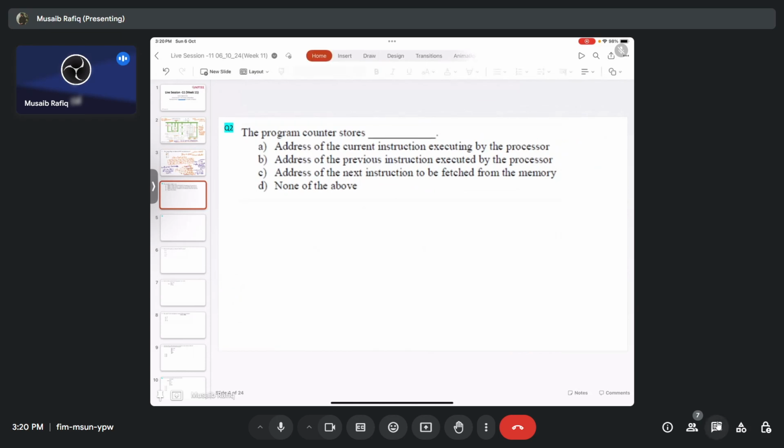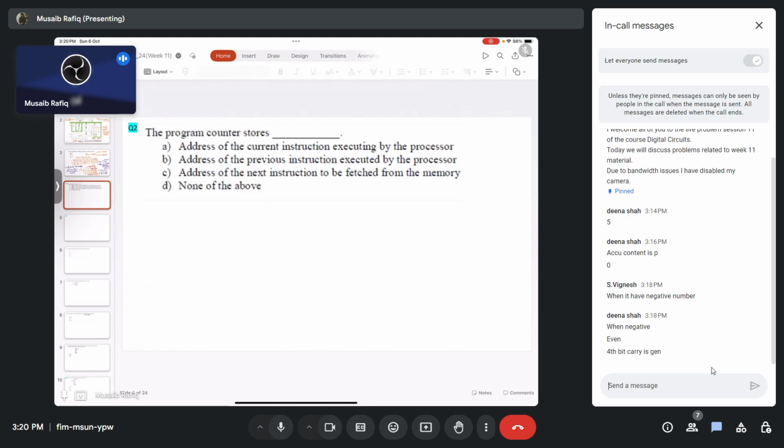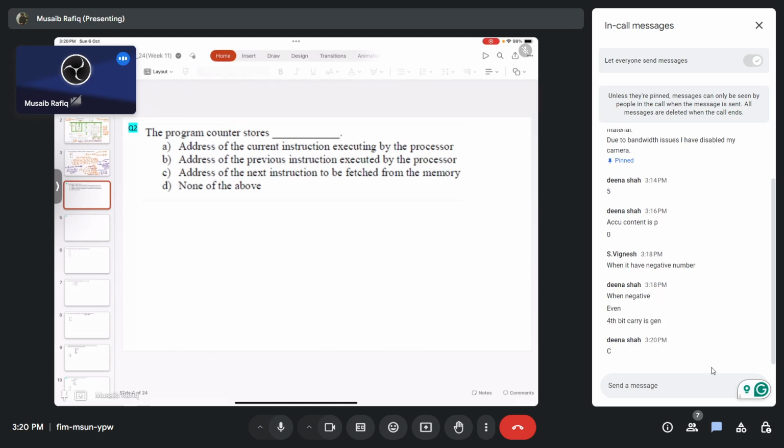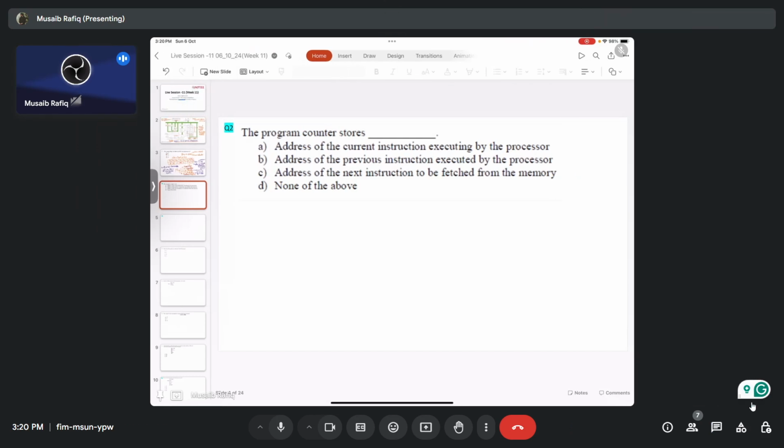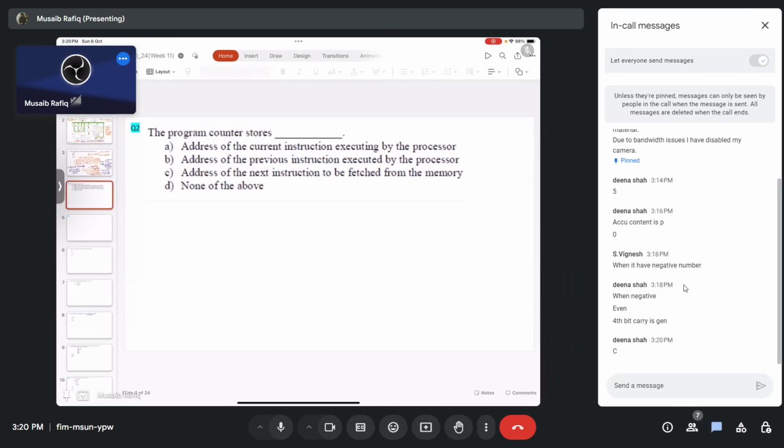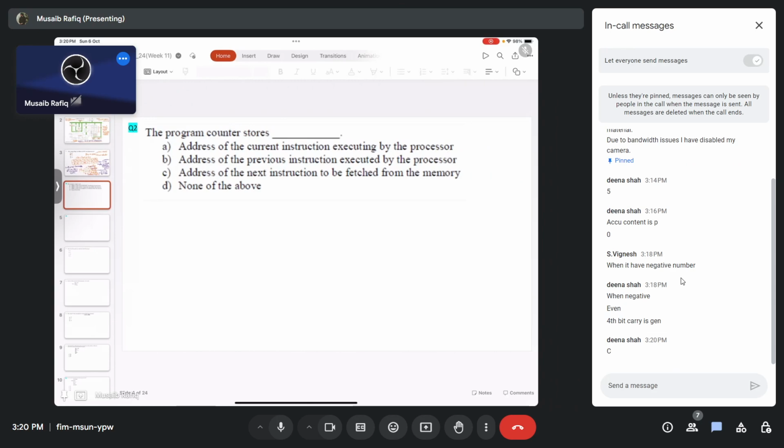Now, question number two, I think I discussed this in the architecture. I would like you to answer. The program counter stores: option A, the address of the current instruction executing by the processor; option B, the address of the previous instruction executed by the processor; option C, the address of the next instruction to be fetched from the memory; option D, none of the above. Students, can you please answer what is the correct answer to this question? Just write the correct option only, no need to write the complete answer.